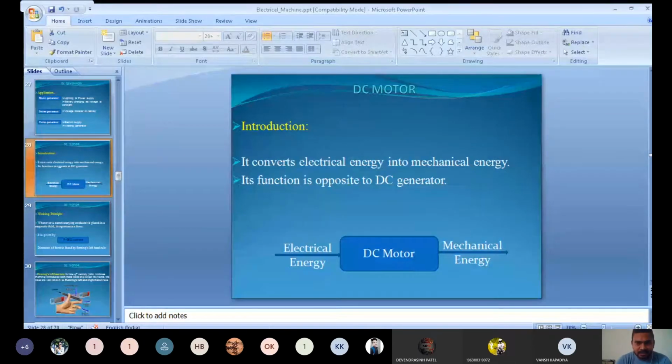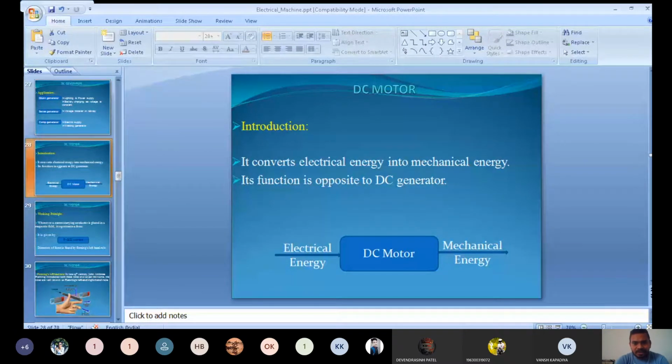Okay, let's start the lecture. So in the previous lecture we studied the construction of DC generator, working of DC generator, different types of DC generator and applications of DC generator. Now today we discuss another rotating electrical machine, that is DC motor.